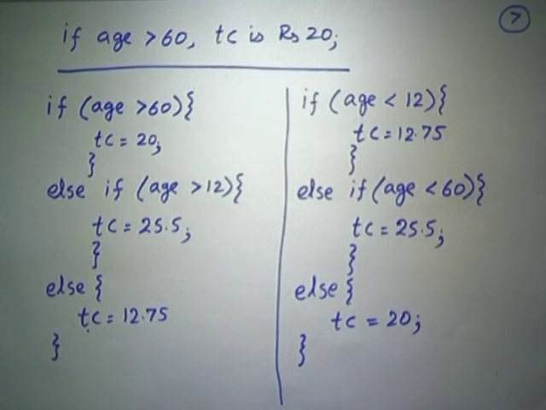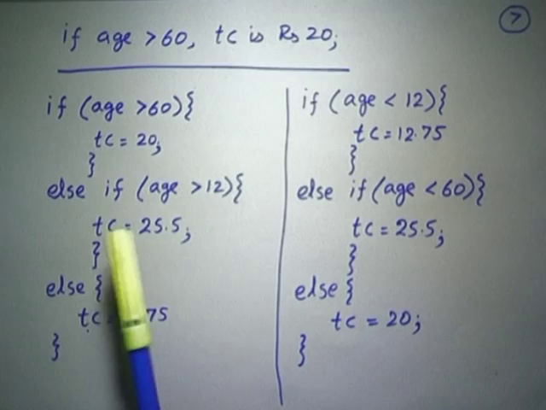Both these programs implement similar logic, you agree? But one of them is wrong. It's not adequate to say which one is wrong when I already told you one of them is wrong. You have to say why one of them is wrong. So let's analyze what happens. Let's just execute this algorithm for some different values of age.